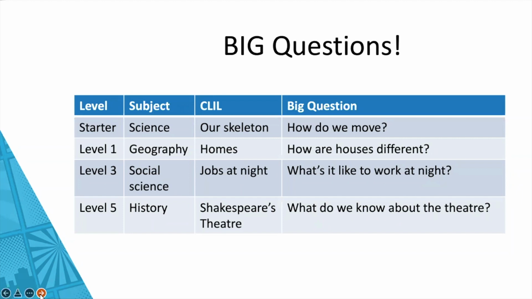And in level 5 for history, the big question, what do we know about the theatre? Because the history topic focuses on Shakespeare's Theatre of the Globe. By this level, most students will have had experience of being in a theatre and will be able to share their knowledge, while others may have seen a theatre, though not been in it, or have seen it online.